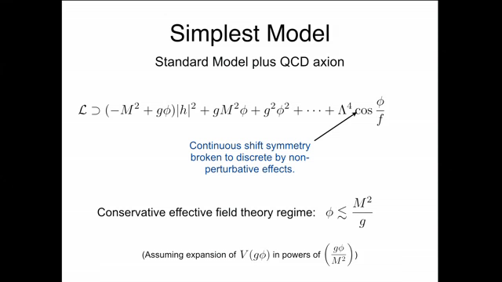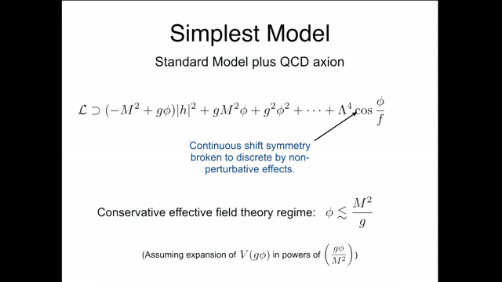And of course, once QCD confines, the continuous shift symmetry of phi is broken into a discrete shift symmetry by non-perturbative effects. So that's still sitting right there. But you still have a discrete shift symmetry that is quite independent of the fact that the continuous one is completely broken by this small coupling g.